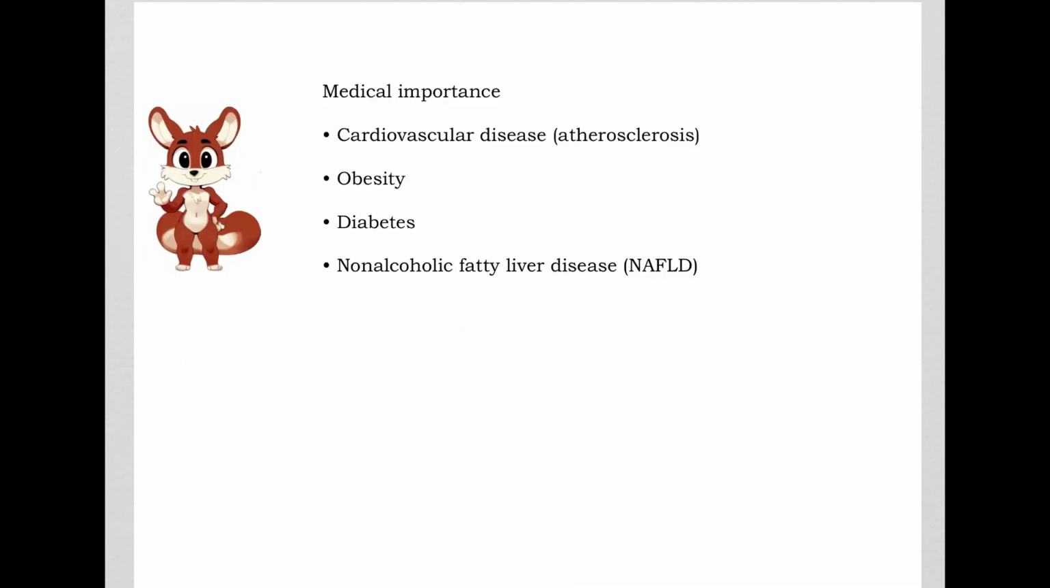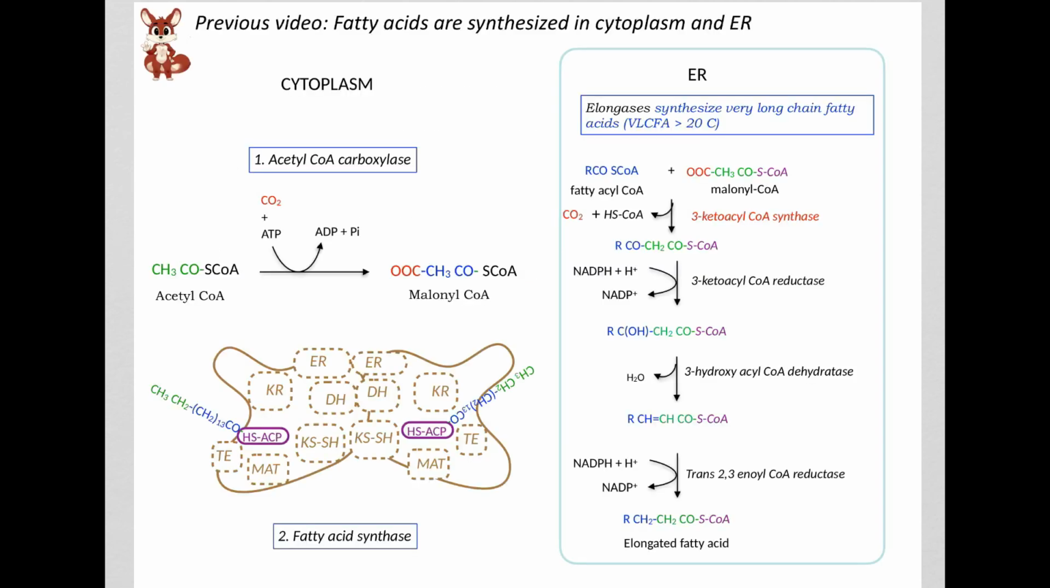Understanding lipid metabolism is very important for the healthcare professional because it is associated with cardiovascular disease, obesity, diabetes, as well as fatty liver. So in the previous video, we saw how we humans can take intermediates of main street, such as acetyl-CoA, and then with the help of these enzymes, acetyl-CoA carboxylase and fatty acid synthase, we can then make our fatty acids. And then in the ER, we can elongate these fatty acids that we synthesize.